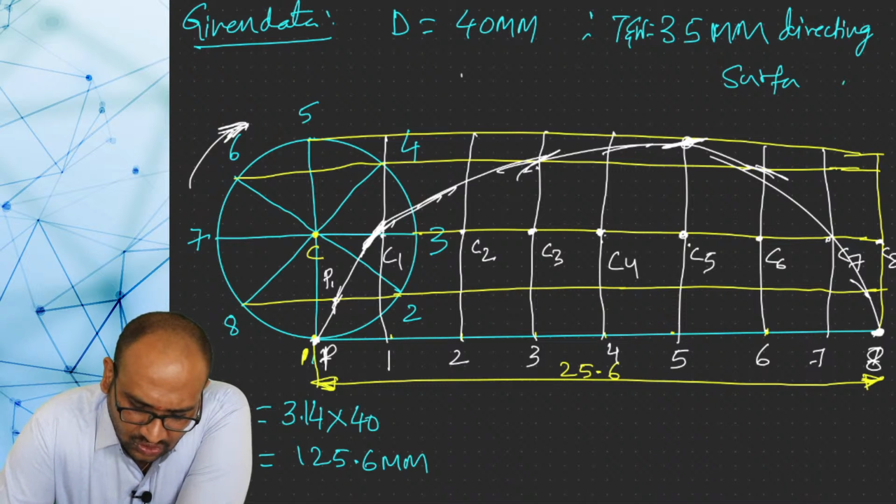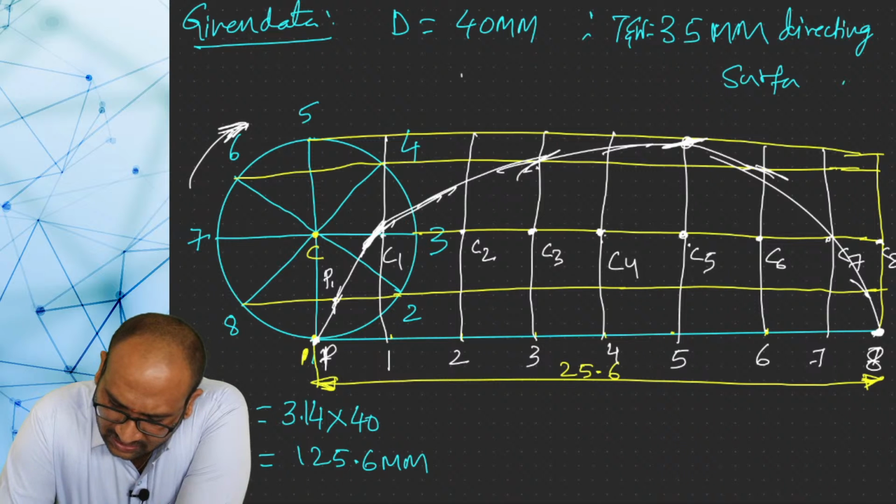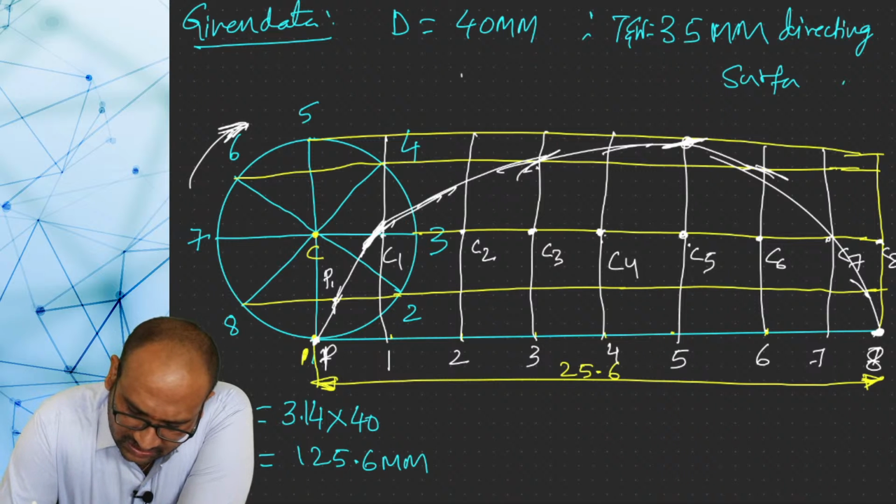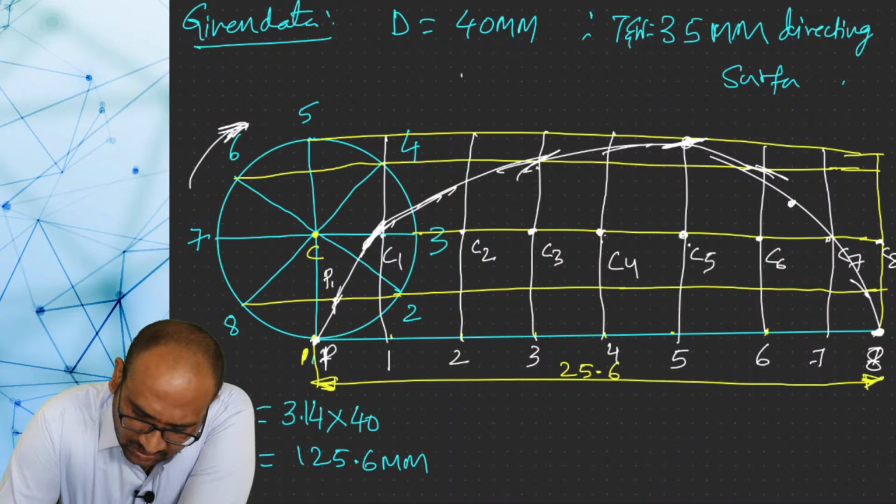Next, we have to draw the tangent and normal at 35 mm from the directing surface. So with the help of compass, you measure 35 mm distance, and it will come around here. You name this one as M.